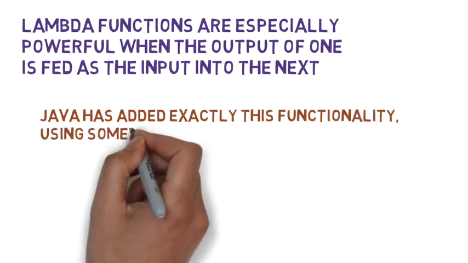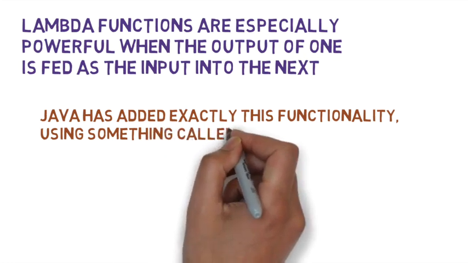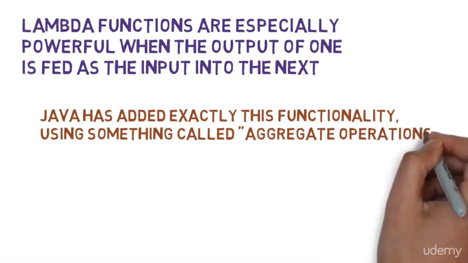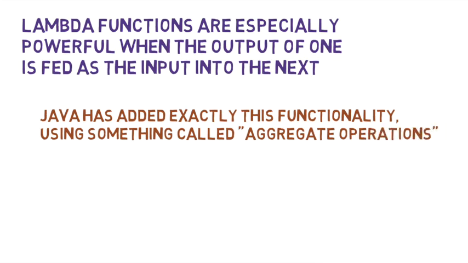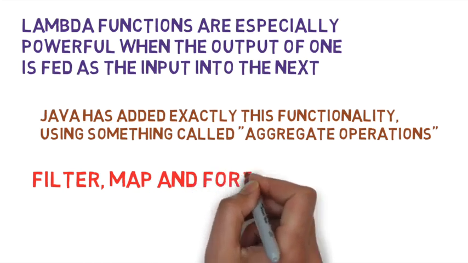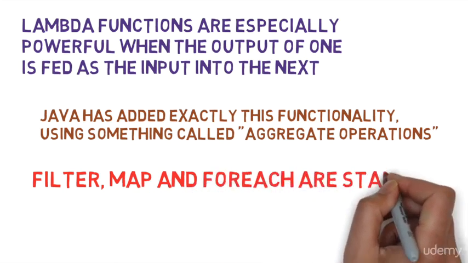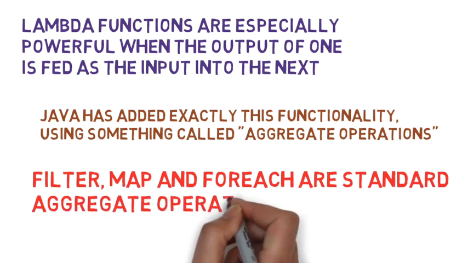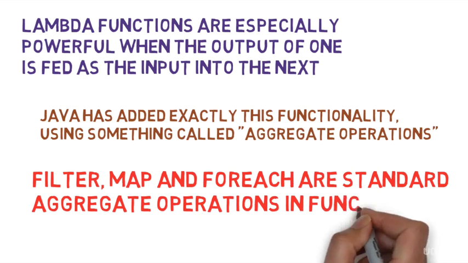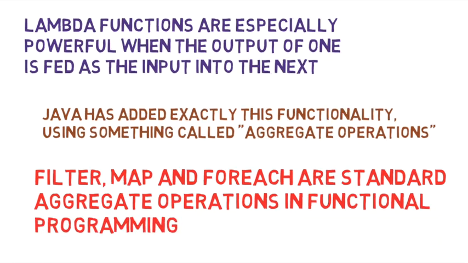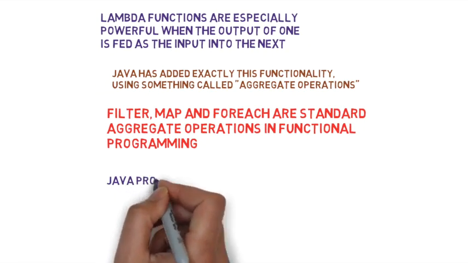Now, Java has added exactly this functionality as a part of its programming constructs, using something called aggregate operations. Aggregate operations are basically every function in an assembly line: filter, map, and for each. These are standard aggregate operations which are used in functional programming. So these basically form the various functions that can be done as a part of this assembly line: filter, map, and for each.